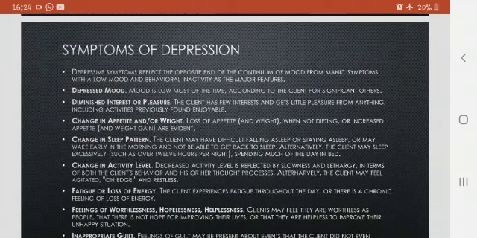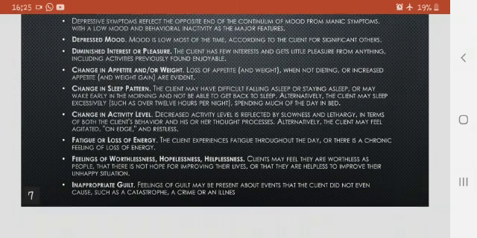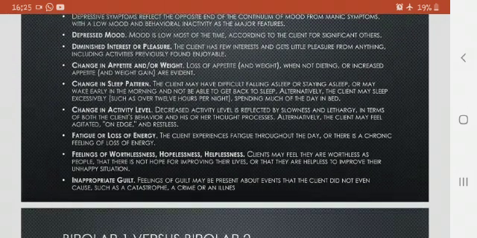Next one is change in activity level. Decreased activity level is reflected by slowness and lethargy in terms of both the client's behavior and his or her thought process. Alternatively, the client may feel agitated, on edge, and restless. Next one is fatigue or loss of energy. The client experiences fatigue throughout the day, or there is a chronic feeling of loss of energy.